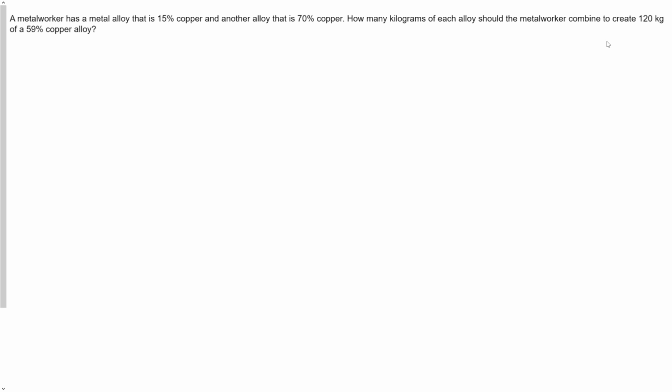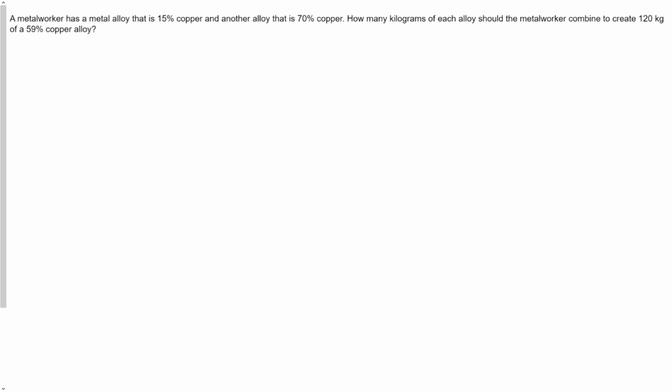Okay, so instead of sending you an email, I figured it is easier to work out this particular problem with a video. So this was number 2 on section 6-4, Algebra 1.